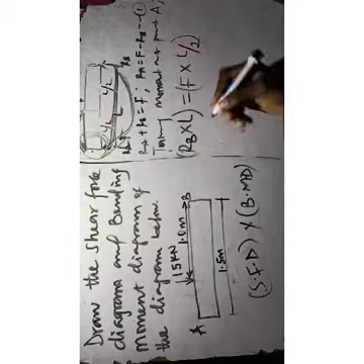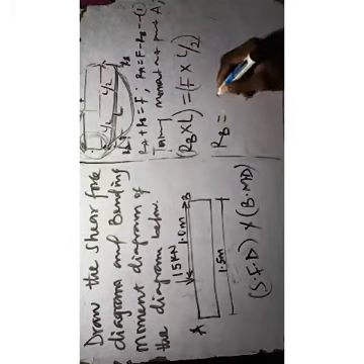Okay, so I can find my RB here. I can say that RB L equals F L over 2. Therefore RB equals FL over 2L, bringing L to this side. L will cancel, so RB equals F over 2. Very fine. That is equation 2.